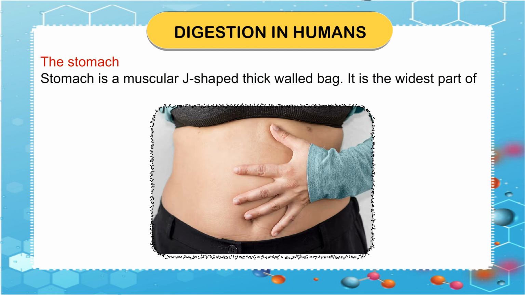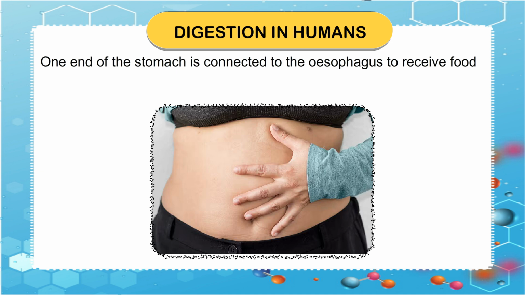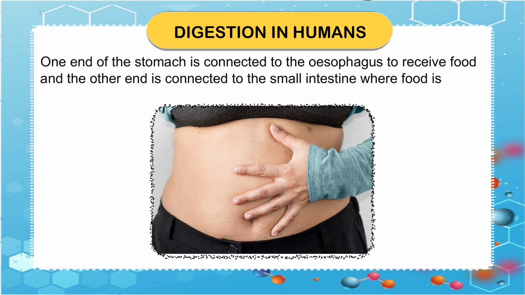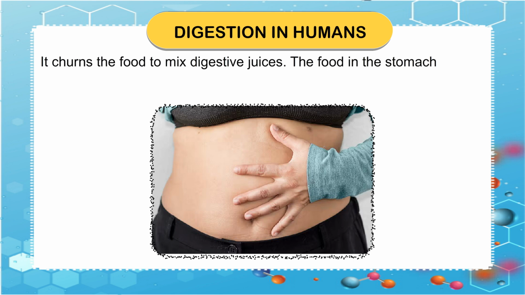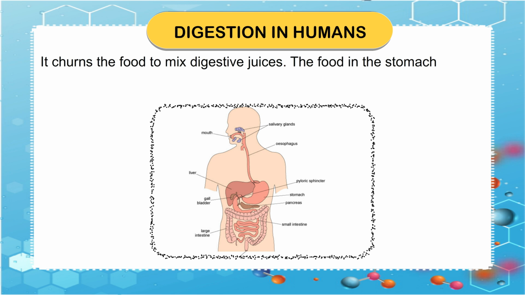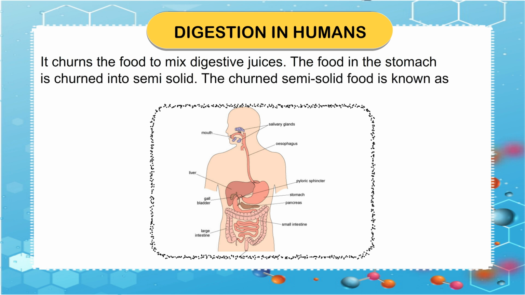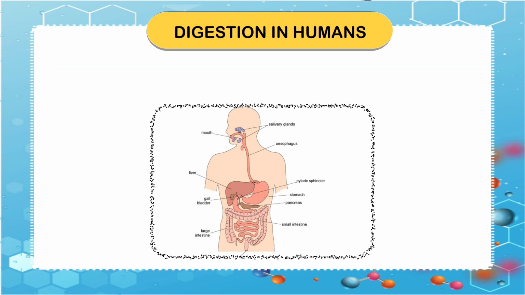The stomach. Stomach is a muscular J-shaped thick-walled bag. It is the widest part of the alimentary canal. One end of the stomach is connected to the esophagus to receive food, and the other end is connected to the small intestine where food is passed from the stomach. It churns the food to mix digestive juices. The food in the stomach is churned into semi-solid. The churned semi-solid food is known as chyme.